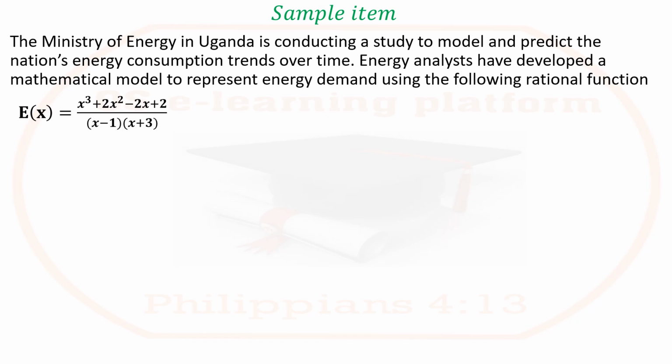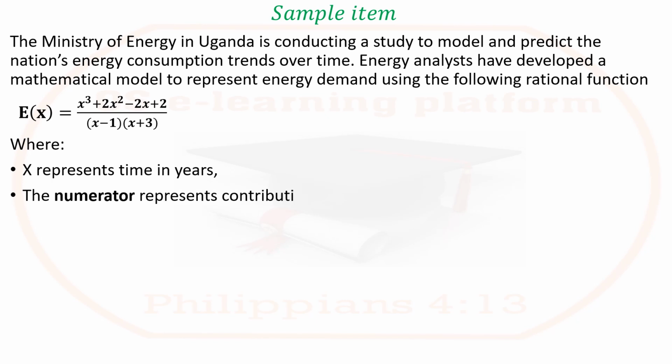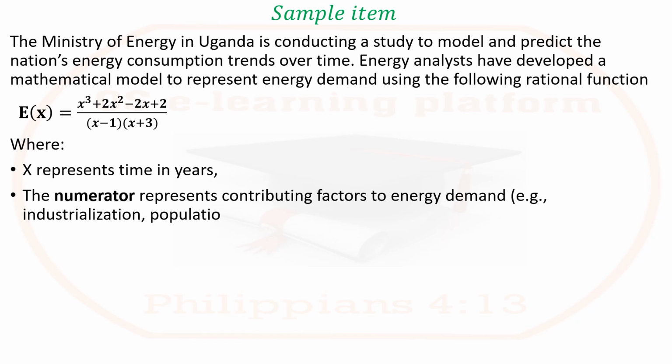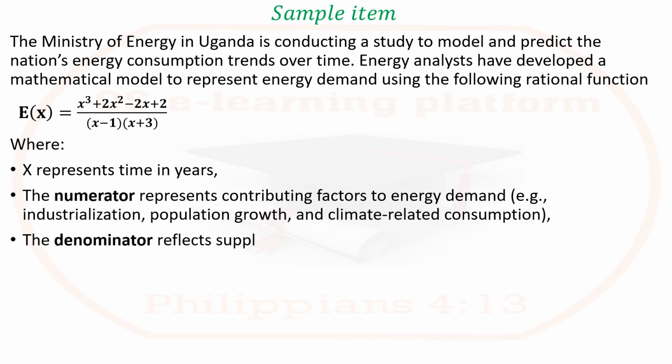If you open the denominator, its highest power is 2. The power of x is 2. Then the numerator, the highest power of x is 3. So for this case, we shall do what we call long division. It is a case where we have an improper algebraic fraction. x represents the time in years. The numerator represents contributing factors to energy demand, and the denominator represents supply side constraints.